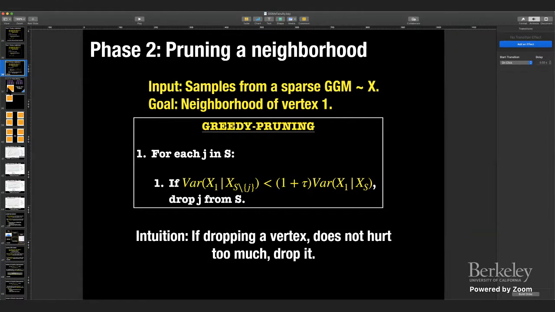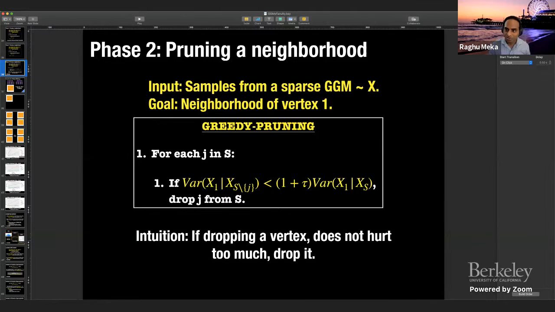I see. Yeah, thank you. And how do you choose tau? Tau is chosen based on a formula we have in the paper. I definitely don't remember it offhand, but it depends on the degree d and kappa. You need to have some upper bounds on them to make this equation work.